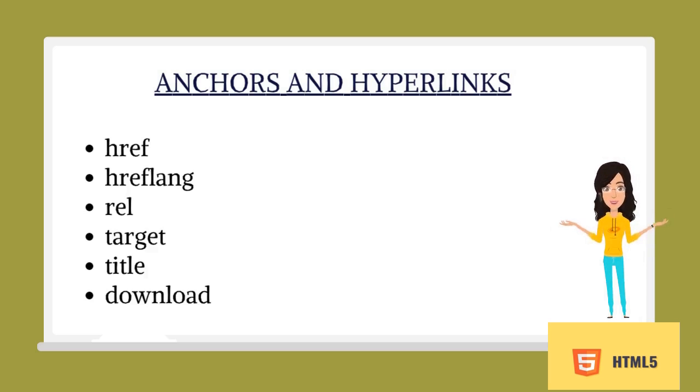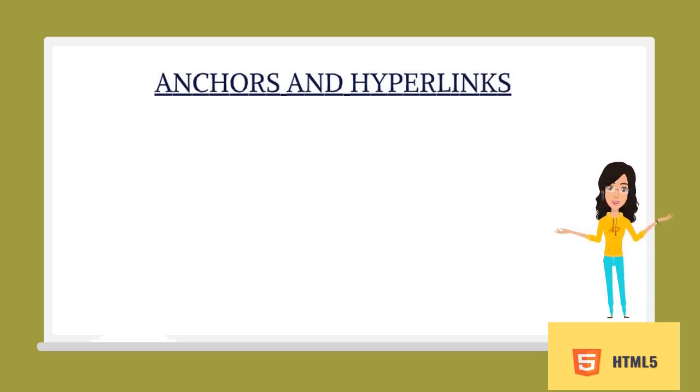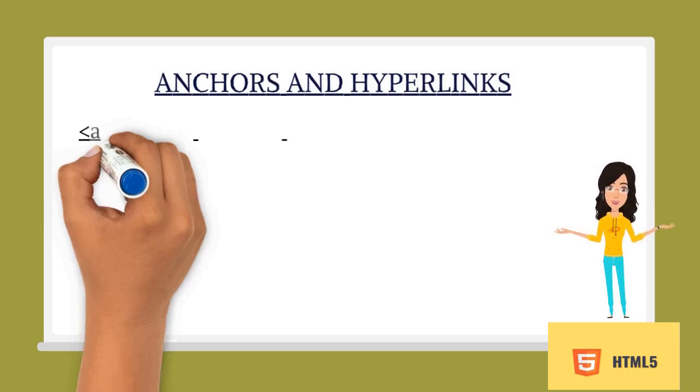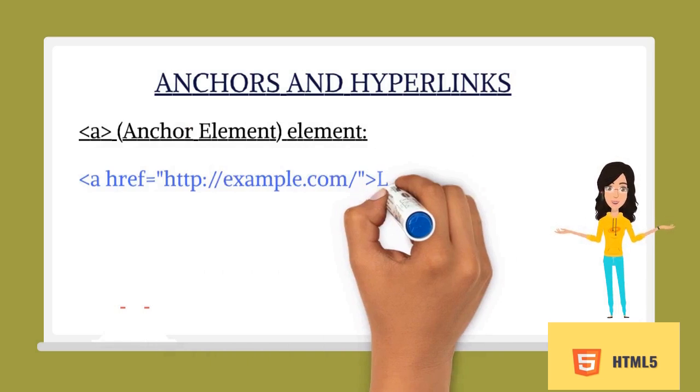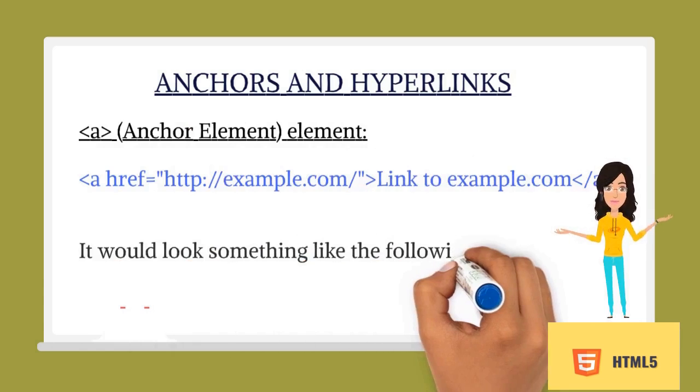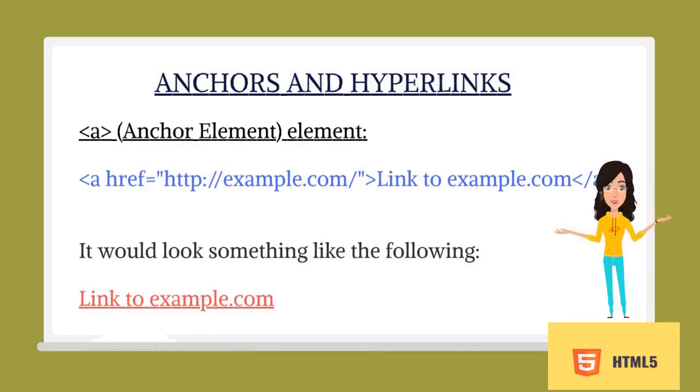And the other one is rel. It specifies the relationship between the current document and the linked document. The other one is target. It specifies where to open the link, for example, the new tab or new window. Possible values are _blank, _self, _parent, _top, and a frame name. And title specifies extra information about a link. The information is most often shown as tooltip text when the cursor moves over the link.